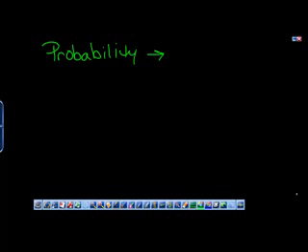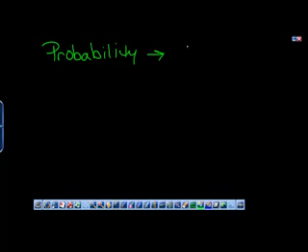Let's take another look at probability. Only this time we're going to look at two different types of probability, or two different types of events. We're going to have an independent event and a dependent event. Let's take a look at an example.